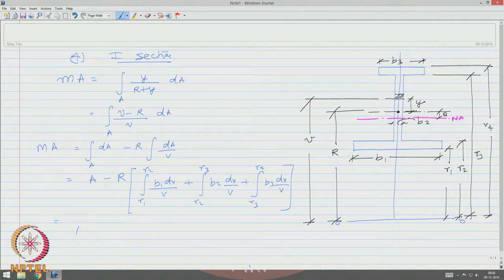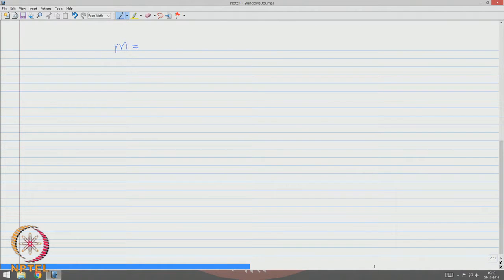which we can say is A minus R times B1 natural logarithm R2 by R1 plus B2 log R3 by R2 plus B3 log R4 by R3. So, that is going to be my MA. Therefore, M is 1 minus R by A of B1 log R2 by R1 plus B2 log R3 by R2 plus B3 log R4 by R3, equation 1.